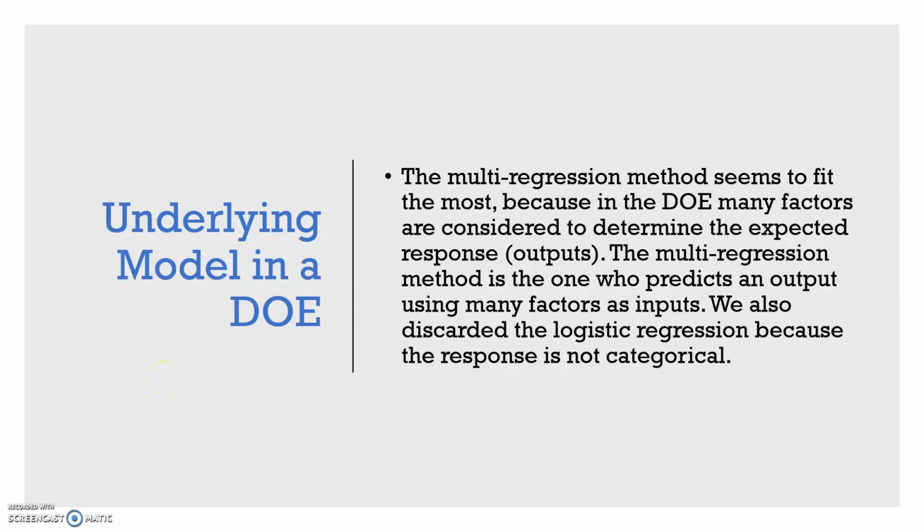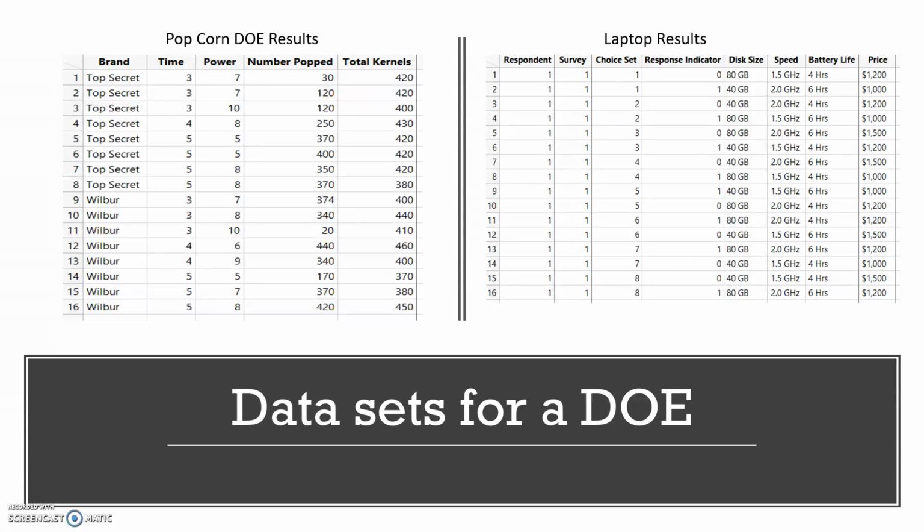And now let's look at our data for a second. Here, for the popcorn DOE results, we can see that the total kernels depended on the number popped, the power, the time, and the brand being Top Secret or Wilbur. And for our other dataset, laptop results, the price for each laptop depended on the battery life, being either 4 hours or 6 hours, the speed of the processor, the disk size, etc.